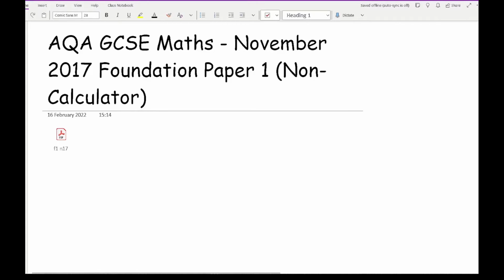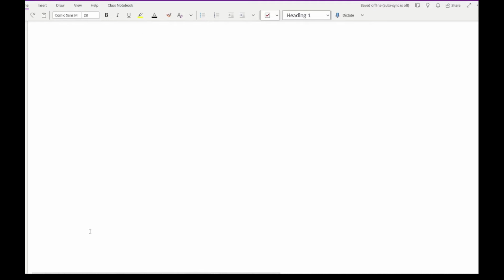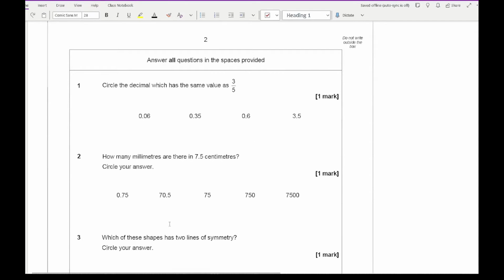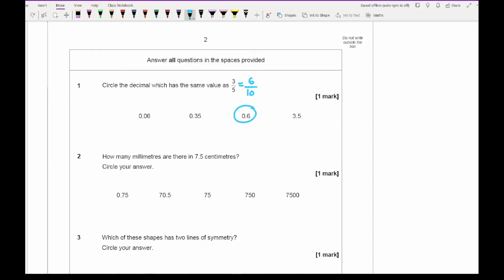So let's get started on this November 2017 Foundation Paper 1, which is a non-calculator paper. Looking at question 1, it asks us to circle the decimal that is the same value as 3 over 5. Now 3 over 5 is the same as 6 over 10, which is 0.6.